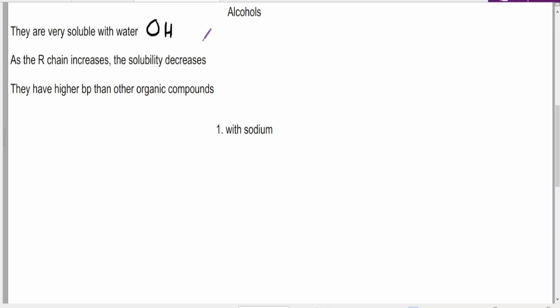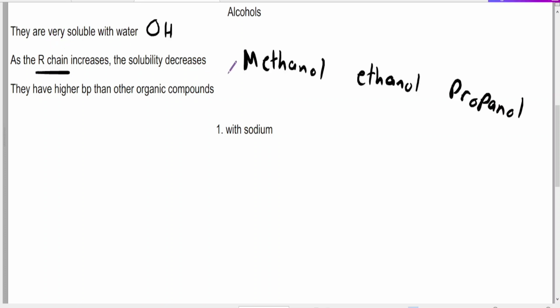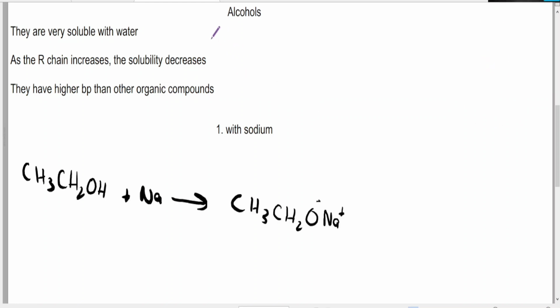But this solubility decreases as the R chain increases. The reason being is that the R chain, which is basically carbon atoms, is non-polar. So if I had methanol, ethanol and propanol, methanol would be the most soluble and propanol would be the least soluble in this case. So the first reaction involving alcohols is with sodium, and it's very simple.